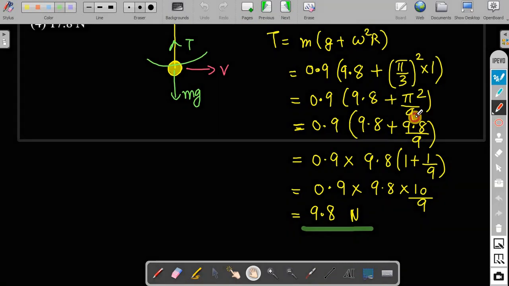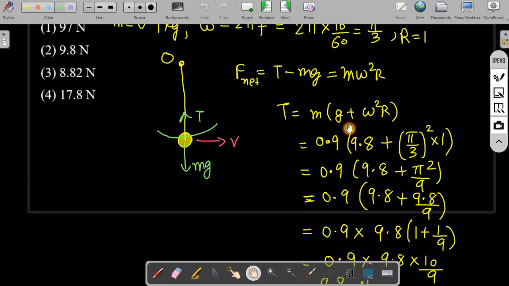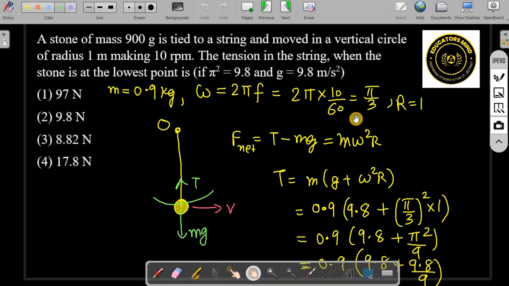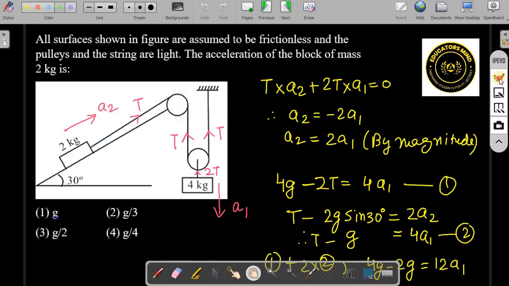And they have given the value of pi square in the question as 9.8. 9.8 you have to take common and simplify. It will come as 9.8. Okay. So depending on the given condition in the question, you have to simplify according to that. Sometimes pi square is taken as 10. So according to that we can do. Okay. Let's move to the next question.